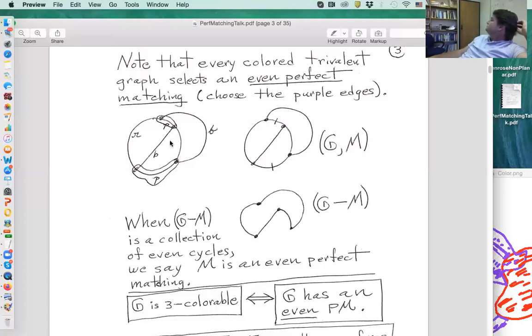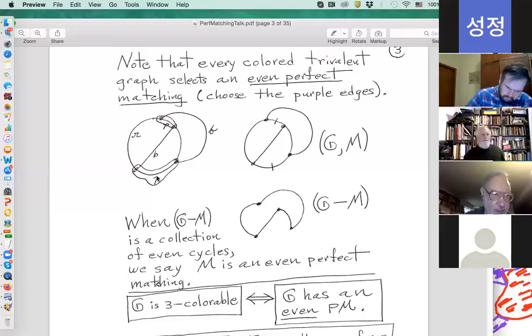And by even, I mean that if you were to remove the perfect matching edges, you will get a collection of cycles, in this case only one, but they will be even cycles. There will be an even number because after all, if you remove the perfect matching edges, if you remove the purples, then what's left is red and blue. And as you go around a cycle, you will alternate between red and blue and come back. Red, blue, and come back. So there must be an even number of reds and blues along any given cycle, and so it's an even cycle. So that means an even perfect matching.